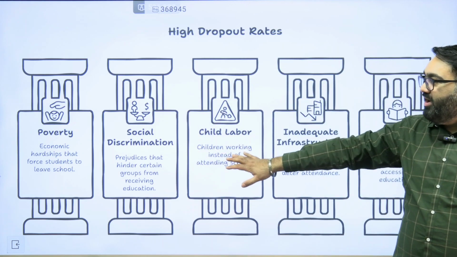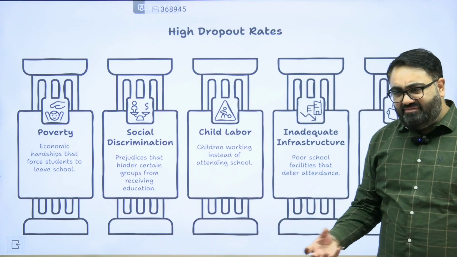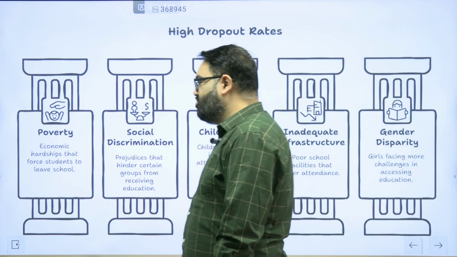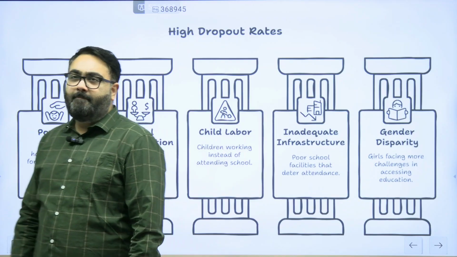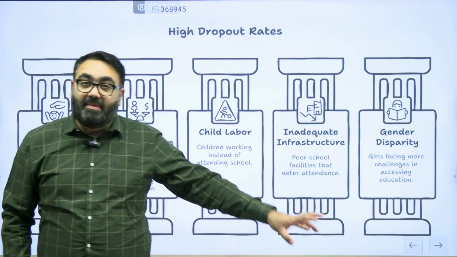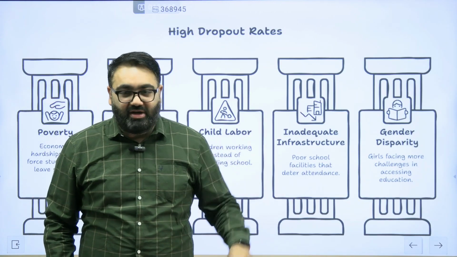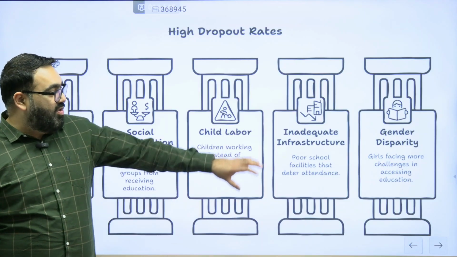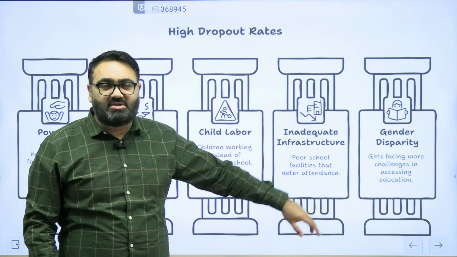The high dropout rate issue, as I said, there are various factors. There have been questions asked on this also. Why do we have a high dropout rate? Children are seen as an earning member because of high level of poverty in the country. There is inadequate infrastructure, especially for girls, it becomes a problem.